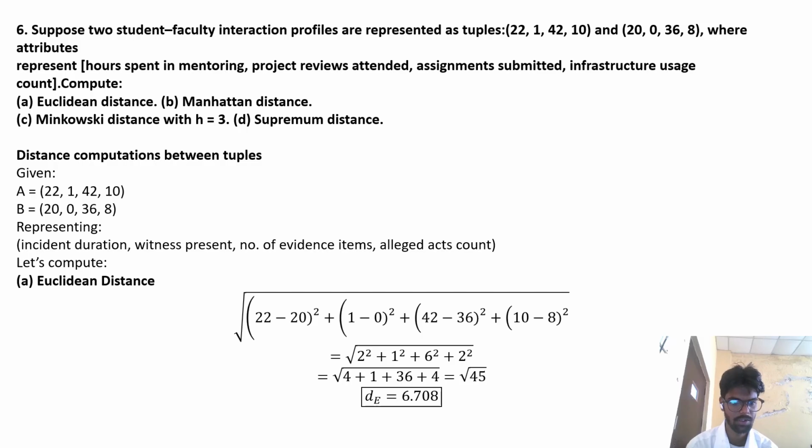Distance computation between tuples. We have two given tuples, which we define as A and B, representing incident duration, witness present, number of witness incidents, and alleged acts count. Let's compute, starting with the first one, Euclidean distance. We know the formula: the square root of x2 minus x1 whole squared plus y2 minus y1 whole squared, and compute this till the last value. So the Euclidean distance will be 6.708.